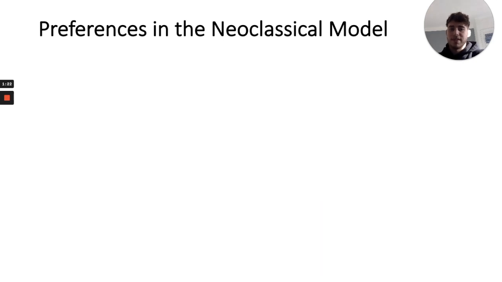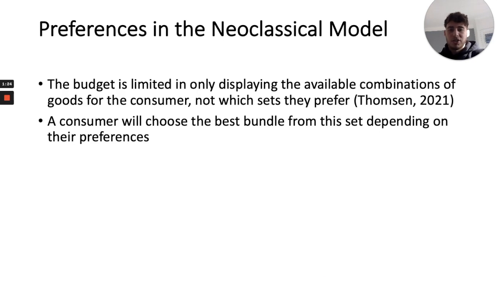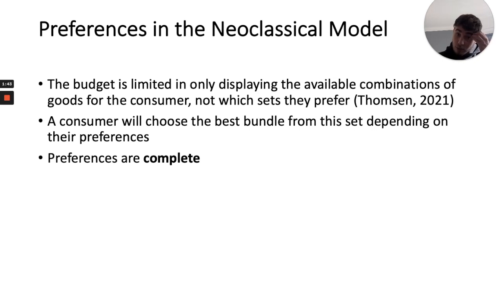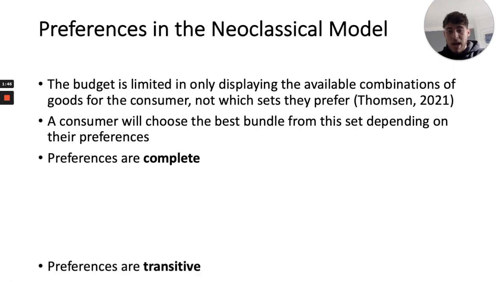So, different preferences in the neoclassical model. The budget is limited only in displaying the available combinations of goods and services. However, people have preferences and might prefer different combinations. No one likes apples and oranges the same and might want different amounts of each. A few assumptions we have about preferences is that preferences are complete. No one is completely indifferent between two goods. There's going to be some preference of one good over another.